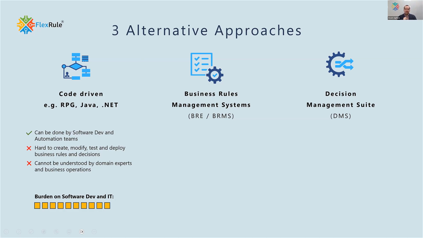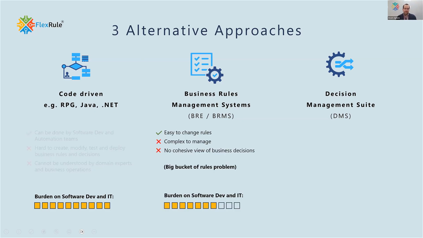The second approach is to use a business rules management system or business rule engine. We're going to talk about that in a minute. In this case, the benefit is rules can be easily changed and can be easily understood by domain experts and the operations team, because they are modeled using different techniques of rule modeling, might be a decision table, might be natural language.